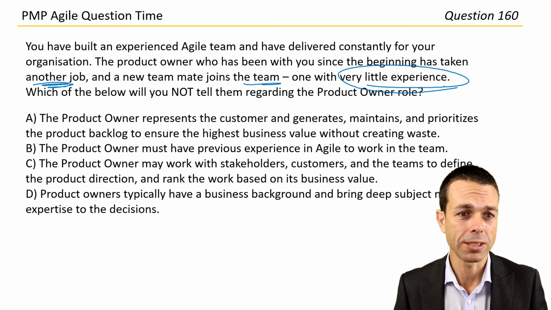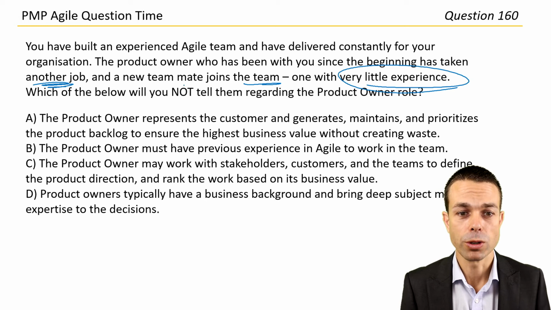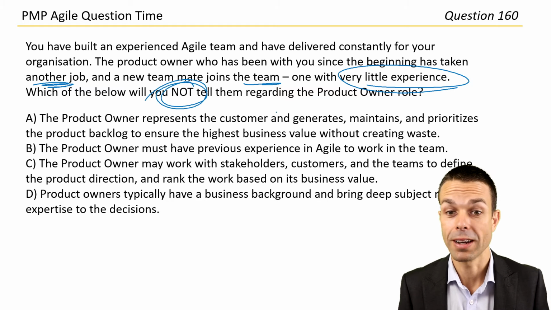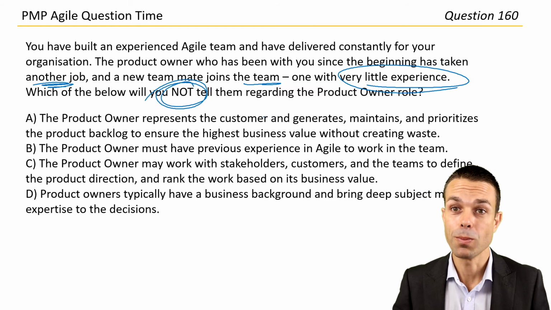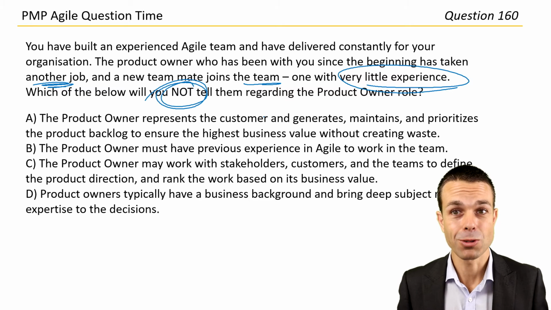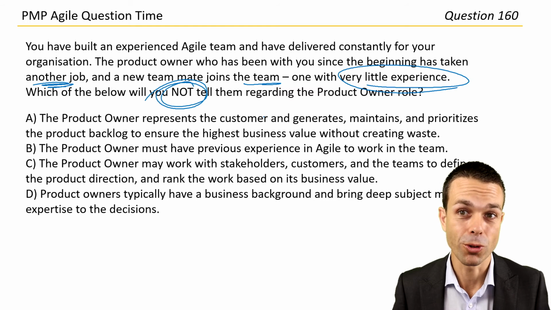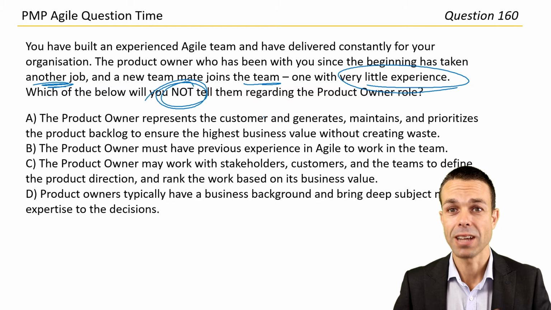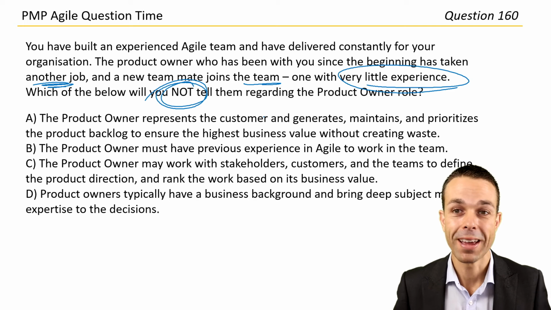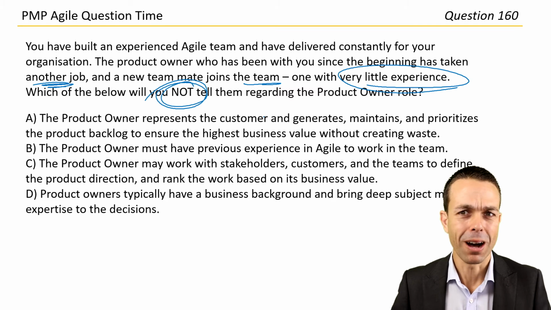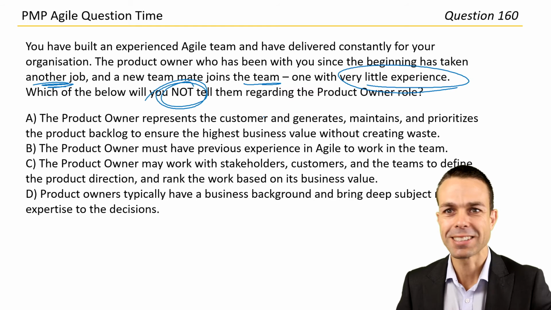This is a really good question. So which of the below will you not tell them regarding the product owner role? And this is also important because as a project leader, you may need to guide people in their roles. And maybe sometimes, because egos are involved, you can't specifically tell them what to do, but you can guide them and help shape their role and nudge them in that direction as well, as a true servant leader. So, I mean, this is such a great question. Let's see what we've got here.